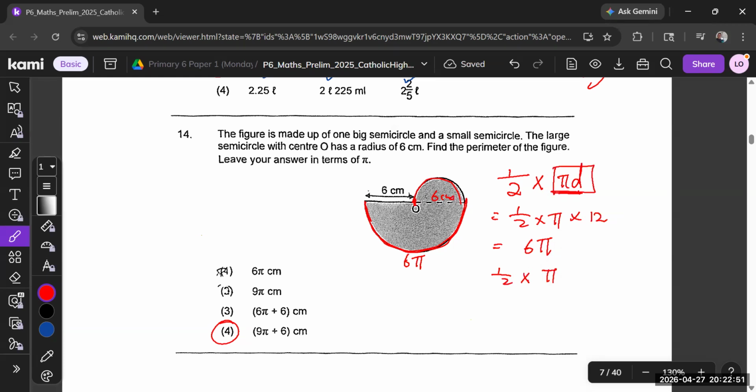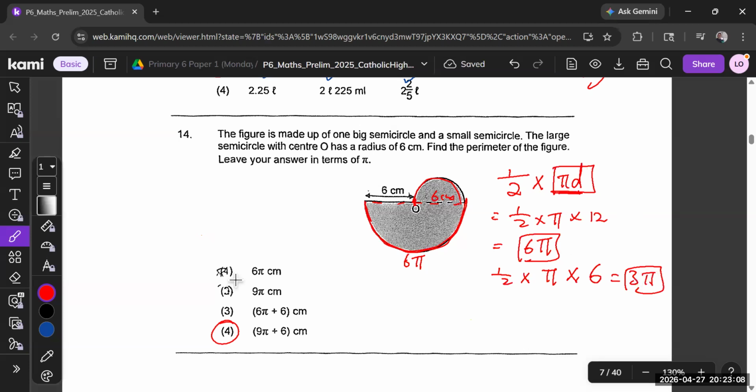So what's your pi? Pi is still pi. Diameter is now 6. Okay, diameter is the line that cuts the circle into half. Okay, that's called your diameter. Then you have 3 pi.